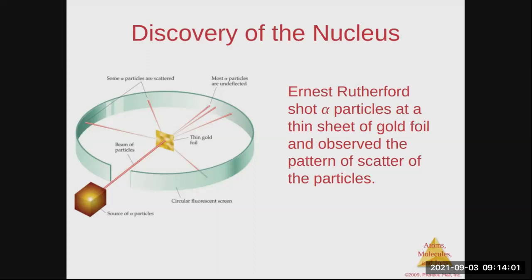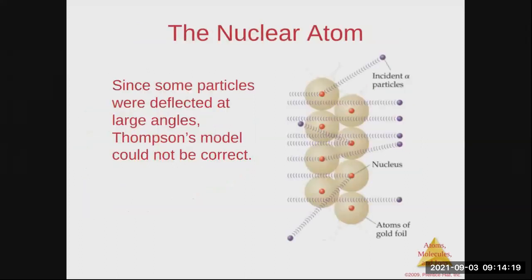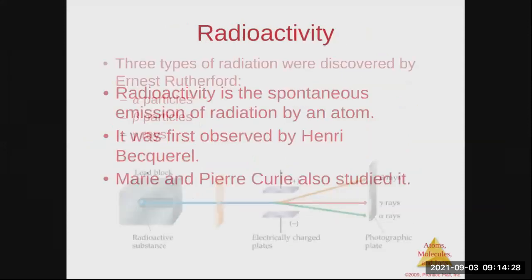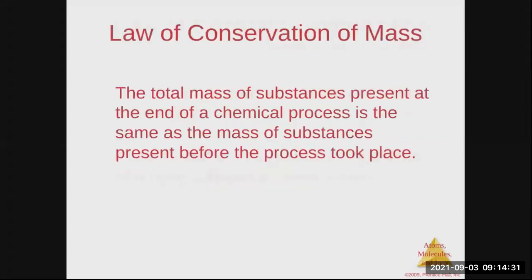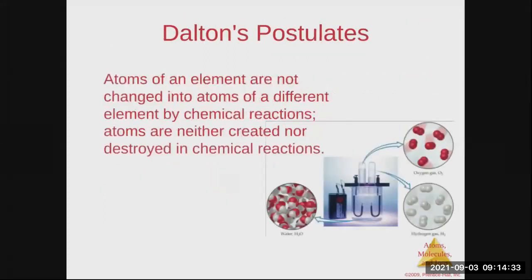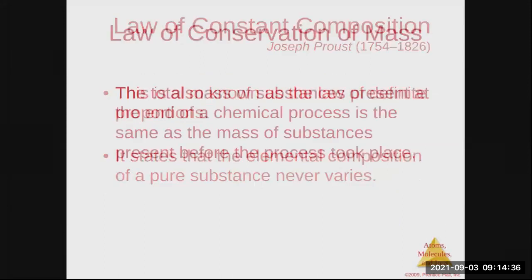He thought about it. Why are these particles mostly going through the piece of gold, but some of them getting knocked way off path, almost as if they're hitting and bouncing somewhere? So some particles were being deflected at large angles. What does that mean? It means that Thomson's model could not be absolutely correct. You recall J.J. Thomson.